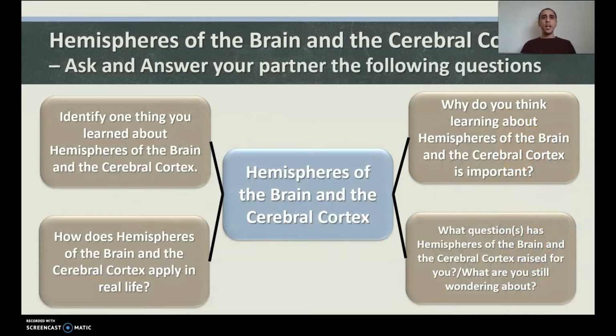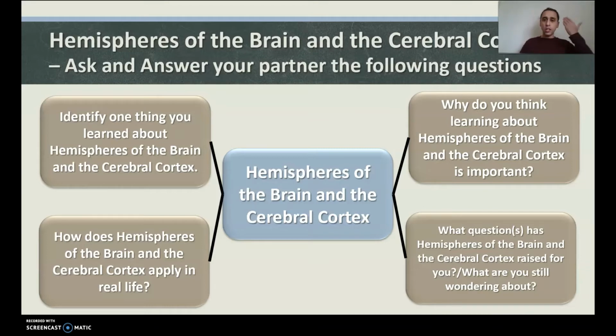Identify one thing you learned about hemispheres of the brain and the cerebral cortex. What's one thing you learned? I'm sure I taught you at least one thing. Remember it. Why do you think learning about hemispheres of the brain and the cerebral cortex is important? Why is it important? Again, this isn't just to pass our exams. It's to get a better understanding of the brain, right?